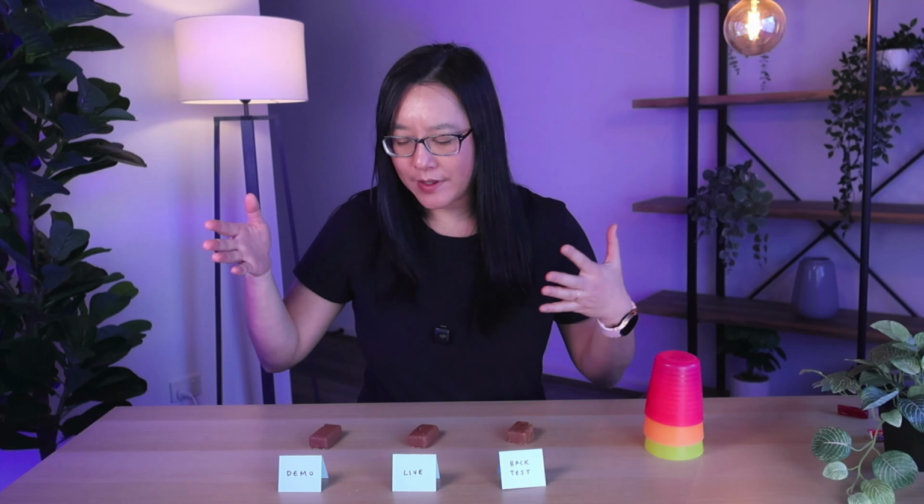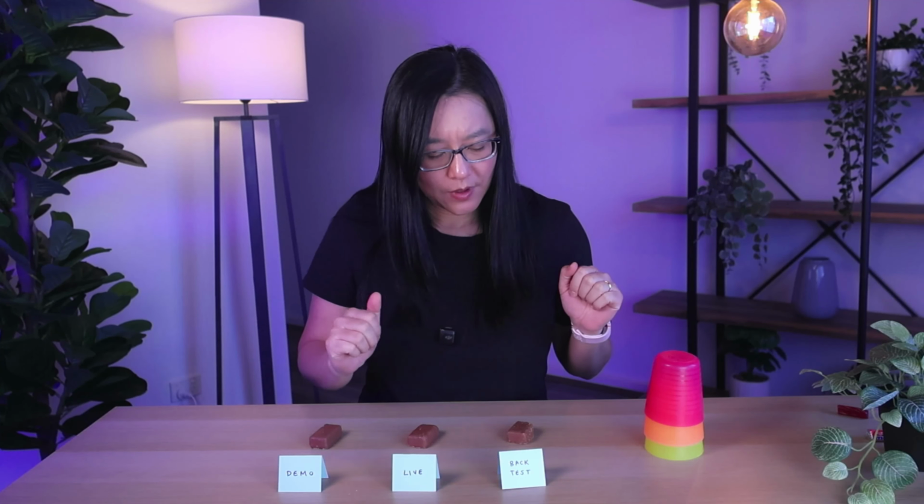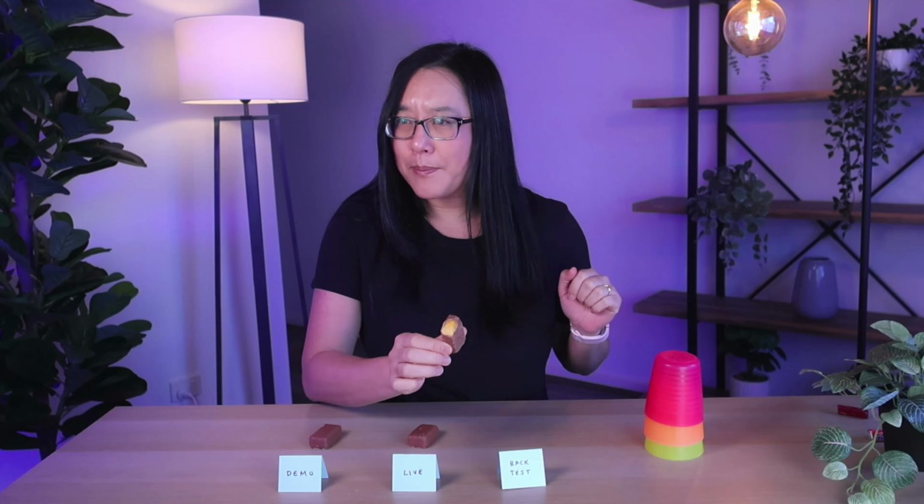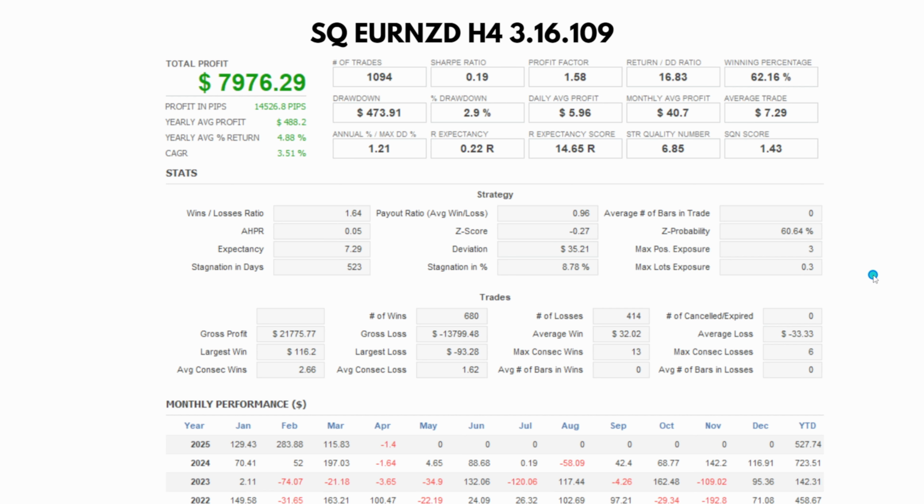I would say these three results are very similar to these three identical chocolates, though this one seems to have had a piece bitten out of it. Let's move on to our next strategy.